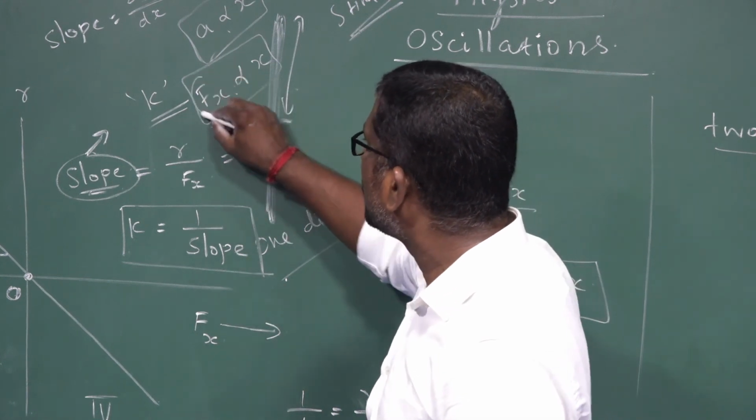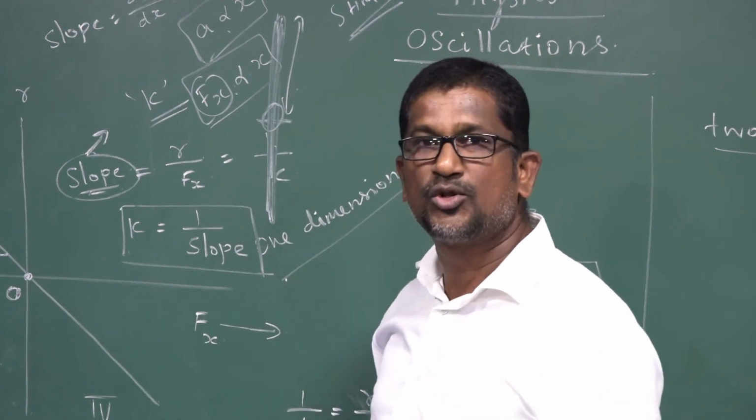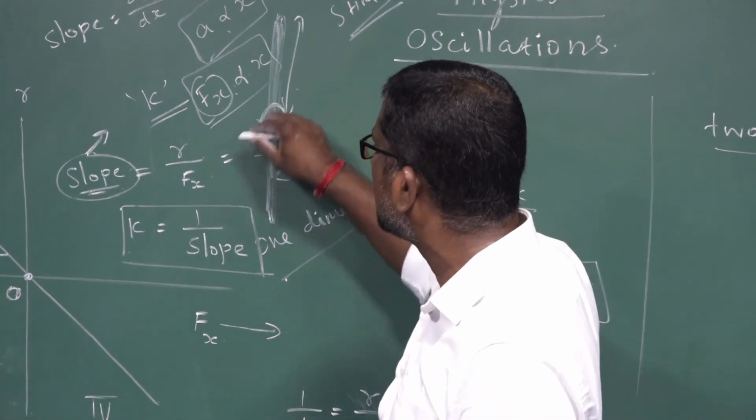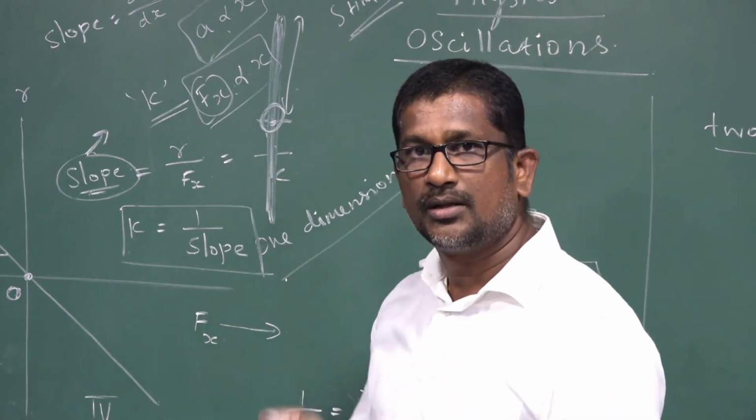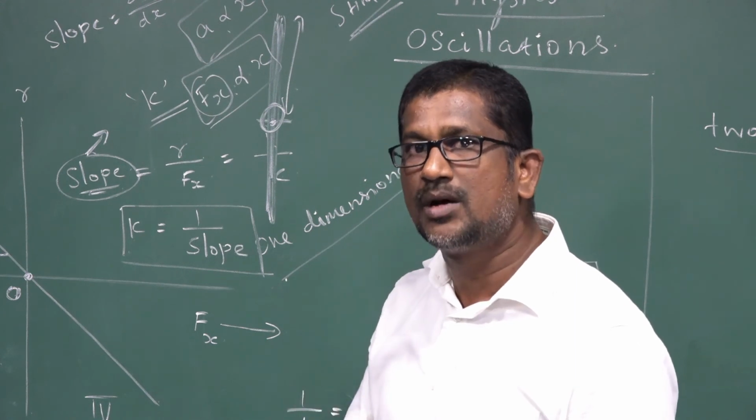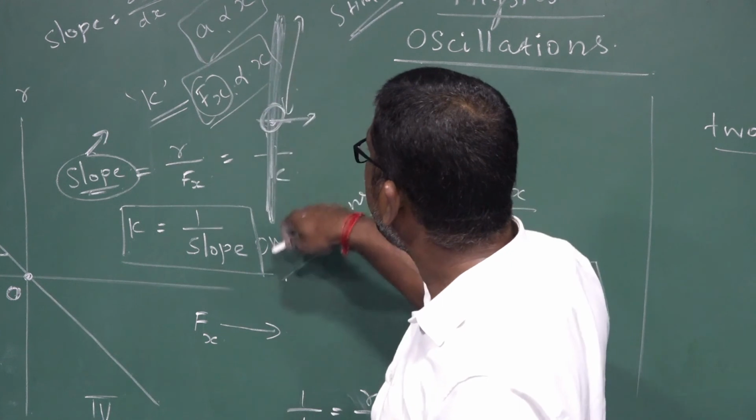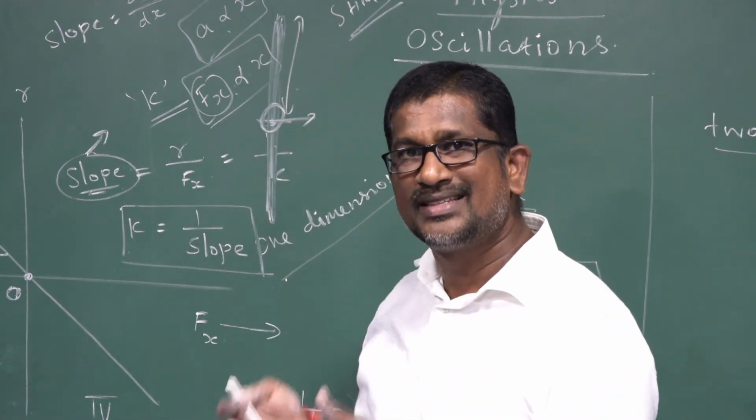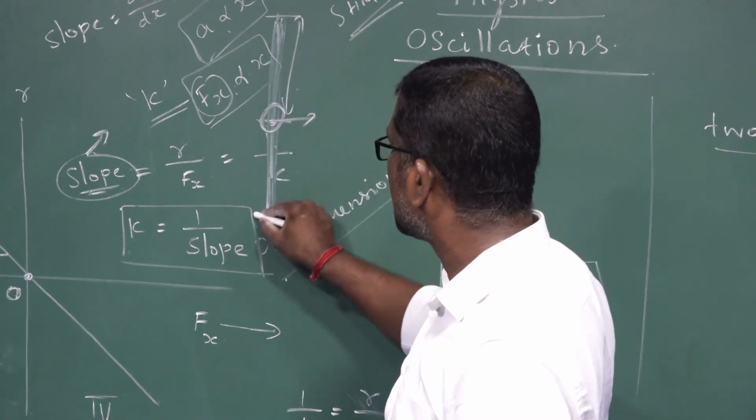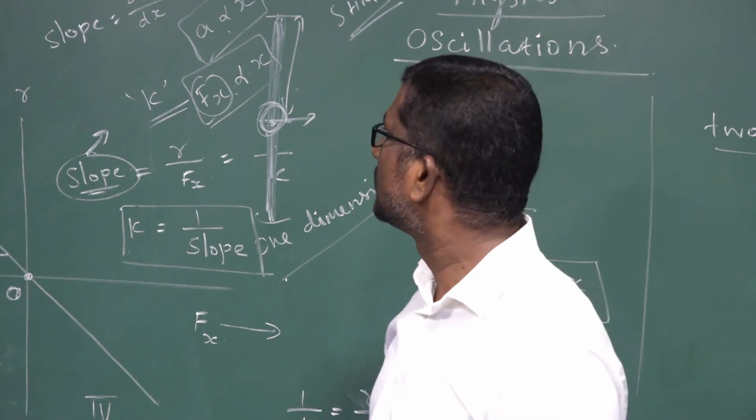And this restoring force always tries to bring the particle back to its mean position or equilibrium position, right? In simple harmonic motion, which position is called the mean position? The position where the velocity of the particle is maximum is called the mean position or equilibrium position. The position where the velocity of the particle is zero is called the extreme position. In simple harmonic motion, there are two extreme positions and only one mean position, right?